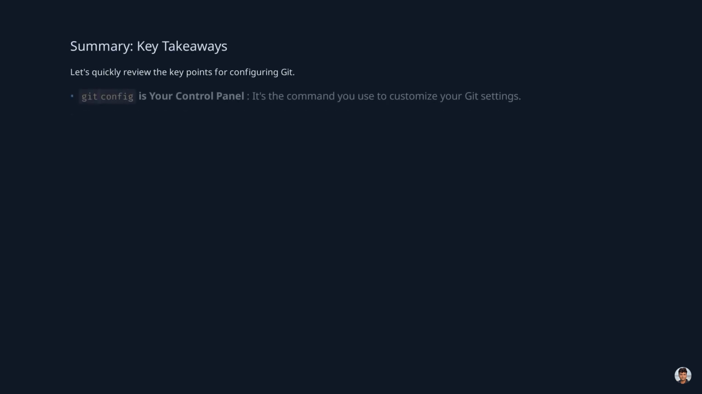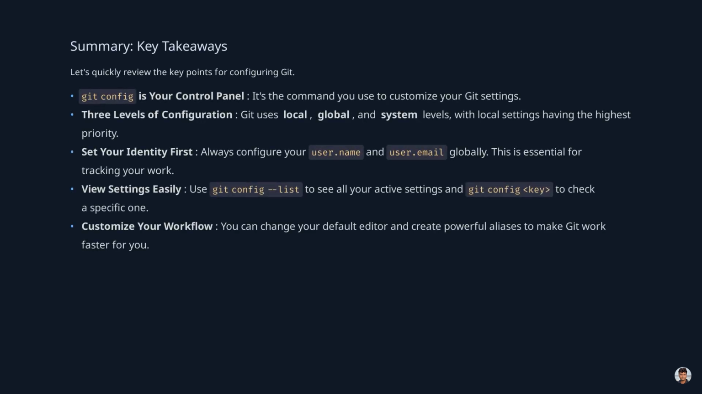In the final section, we will summarize the key takeaways from this video. Let's quickly summarize what we have learned. First, the git config command is your main tool for controlling how Git behaves. Second, remember the 3 levels of configuration. Local settings are for one project, global settings are for you, and system settings are for everyone on the machine. Local always wins over global, and global wins over system.